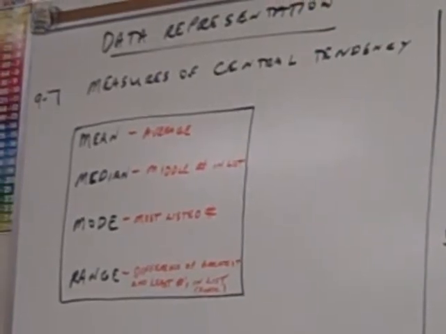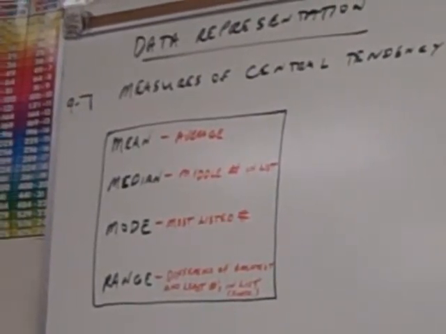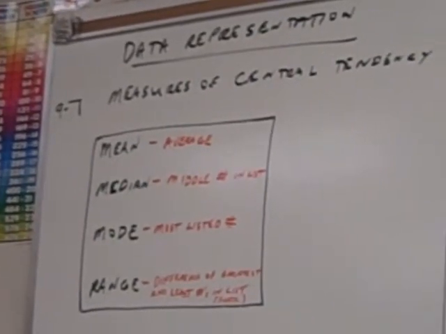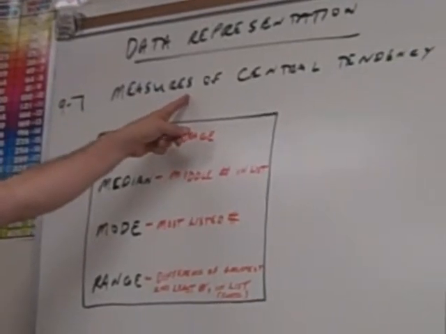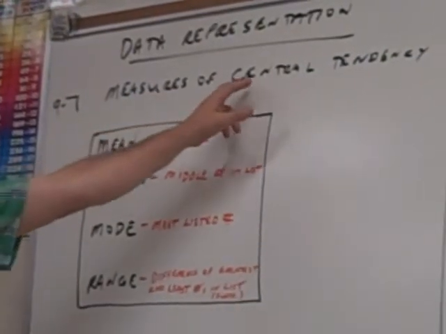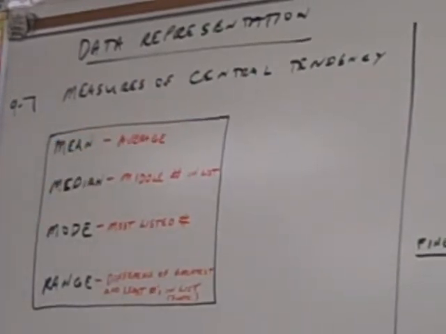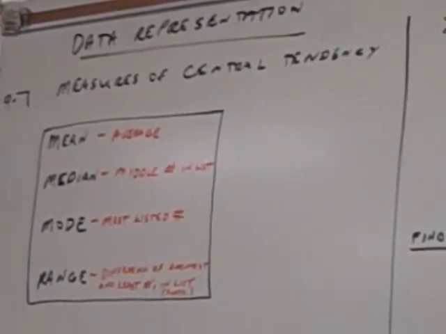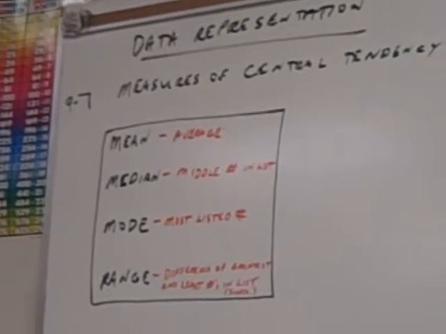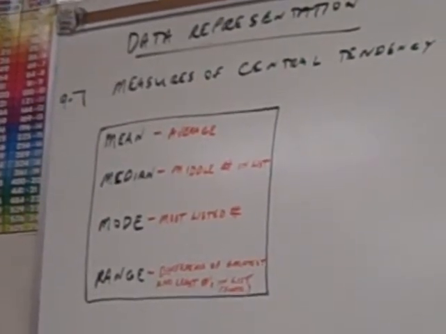All right, the measures of central tendency. What does central mean? Middle. So the measures means more than one. More than one middle tendency. In other words, there are several ways that you can find the middle of the data, and that's what we're going to learn today.